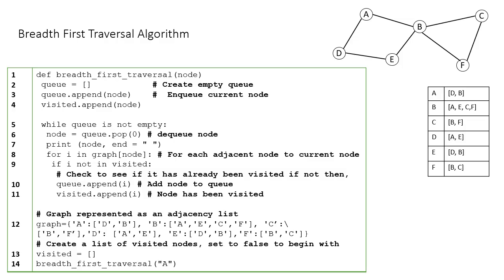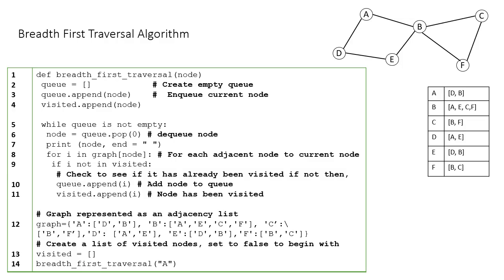Now, we are going to use the graph in the top right hand here. This is the graph we're going to traverse. And then we have the corresponding adjacency list underneath. If you look at line 12 of the code, you will see that adjacency list in the form of a dictionary. Then on line 14, we'll make a call to our breadth first traversal procedure, starting at node A.